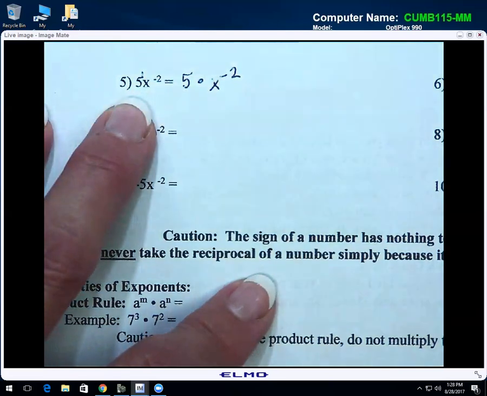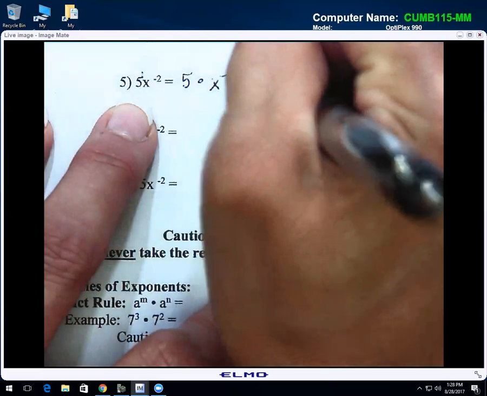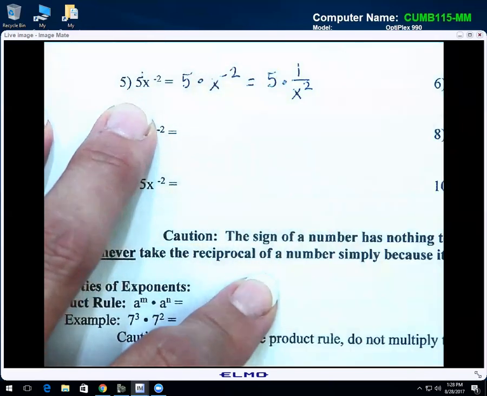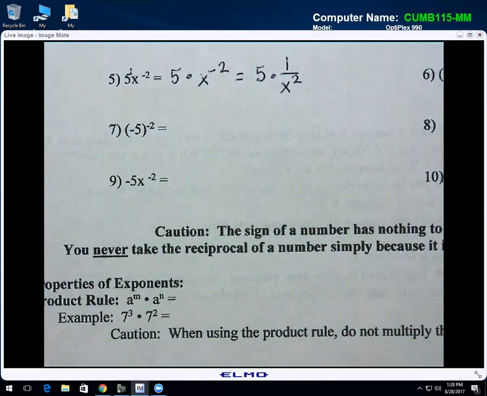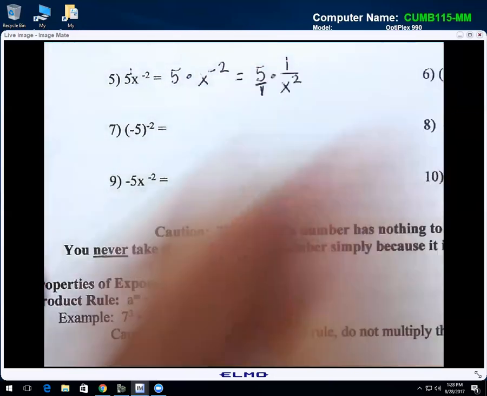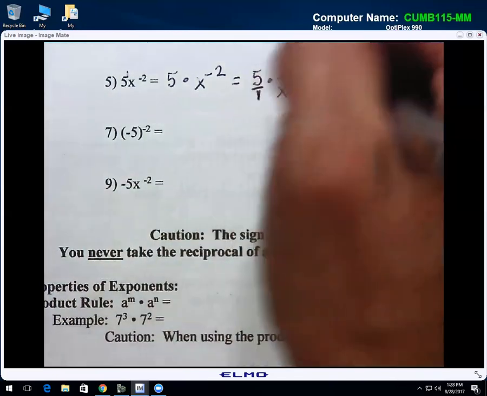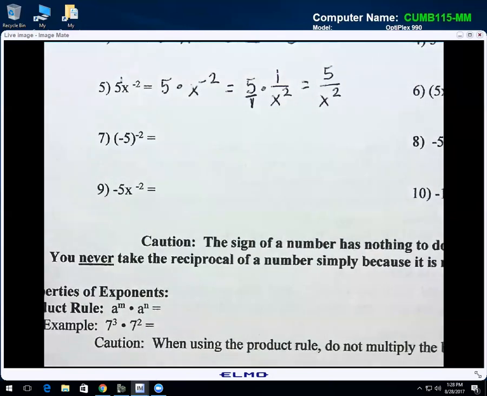And then how could I write that x to the negative 2 so that it has a positive exponent? Do the reciprocal of it. Which makes it 1 over x squared. I don't want to leave my answer written like that because there's a simpler way to write that. As a single fraction, it would be what? 5 over x squared. Yeah. I could put this 5 over 1 if I needed to, because that's how I multiply a whole number times a fraction. And then just multiply straight across: 5 over x squared.